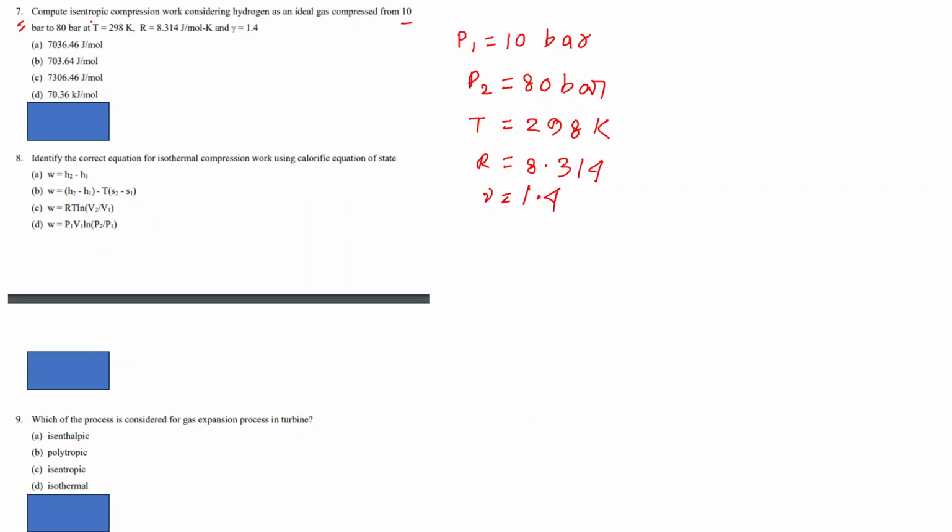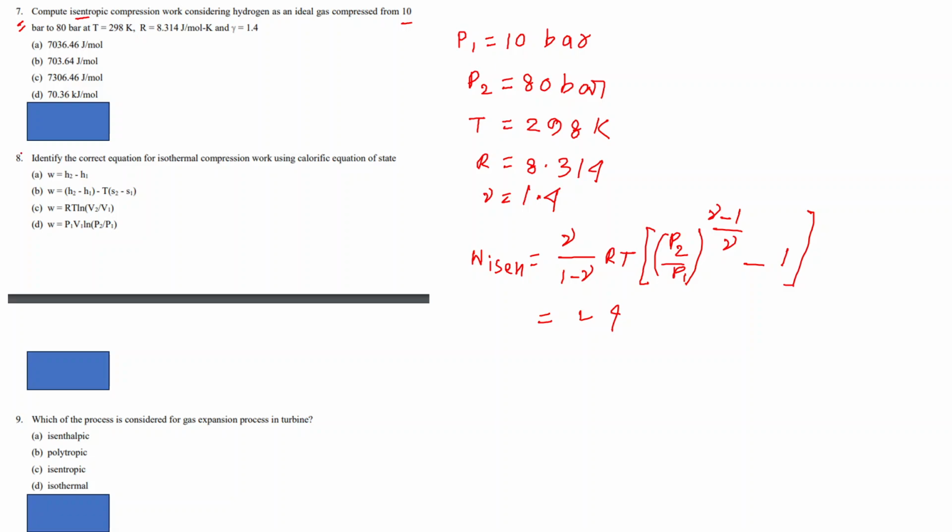Isentropic compression process. So the equation for isentropic work done is gamma divided by 1 minus gamma, times R T, times P2 divided by P1 to the power gamma minus 1 divided by gamma, minus 1. Just put all the values here, you will get the answer. You just do it.